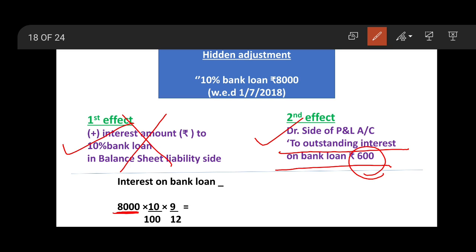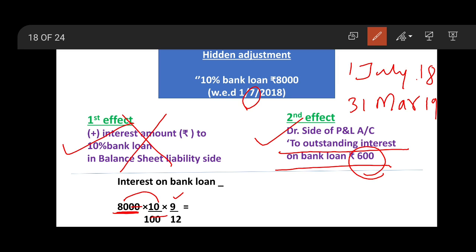So 8,000 into 10%, means 10 upon 100, and from 1/7, it means from July, and from 1st of July till 31st of March, as our year ends on 31st March. So 1st July 2018 till 31st March 2019. So July, August, September, October, November, December, January, February, March. It means 9 months. So 9 upon 12. Calculate this. Cancel these 2 zeros, these 2 zeros. 80 into 10 gets 800.